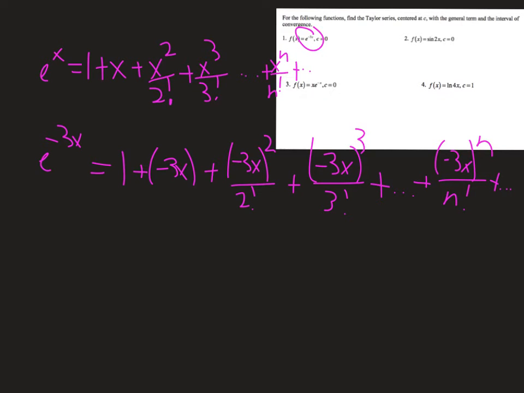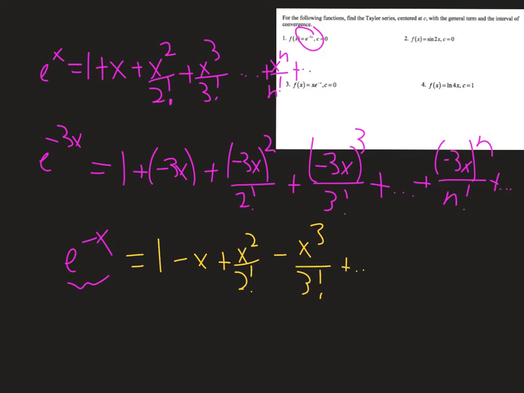If we want x e to the negative x, do this part first. E to the negative x is just going to be 1 minus x plus x squared minus x cubed. You should be able to figure out why it's like this. And then the general term is, I'll break it into pieces, negative 1 to the n, x to the n over n factorial. You could just do negative x to the n, that'd be fine.